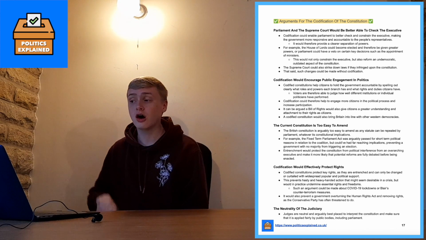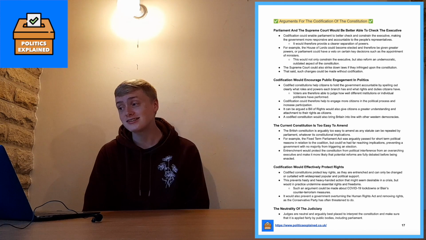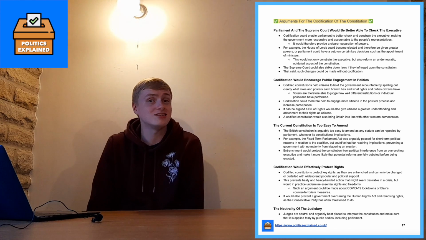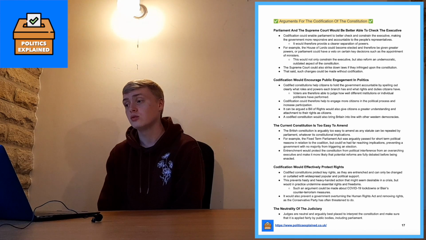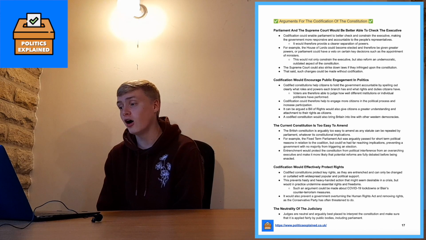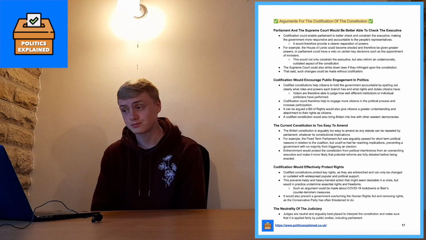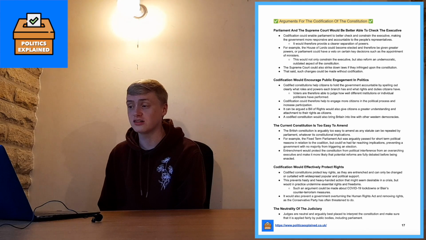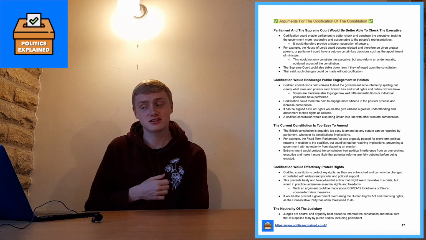The next argument is that the current constitution is too easy to amend. The British constitution is arguably too easy to amend, as any statute law can be replaced by Parliament, whatever its constitutional implications. That's just with a simple majority of 50 plus 1 in Parliament. For example, the Fixed Term Parliament Act was arguably passed for short-term political reasons in relation to the coalition, but could have had far-reaching implications, preventing a government with no majority from triggering an election. Entrenchment would protect the constitution from political interference from an overarching executive and make it more likely that potential reforms are fully debated before being enacted.